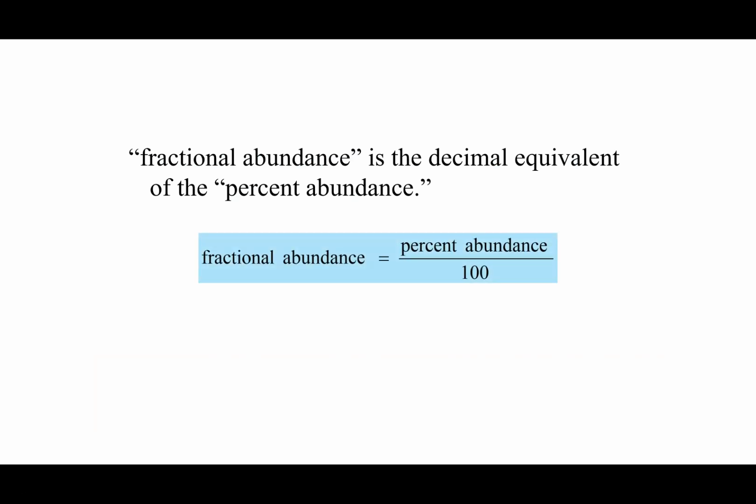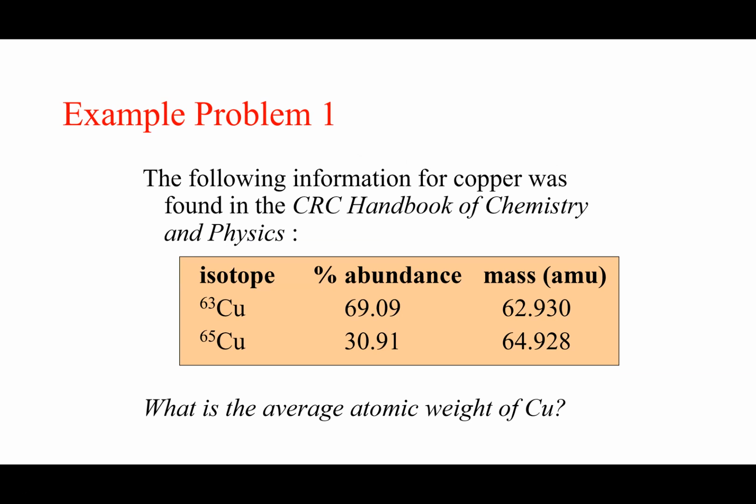So we're usually given percent abundance, but in the formula I gave you, we want to use fractional abundance. So all we're going to do, you're going to see me take my percent abundance, and to get it parts per 1, I'm going to divide by 100 basically. It's easier to show you than to tell you, right?